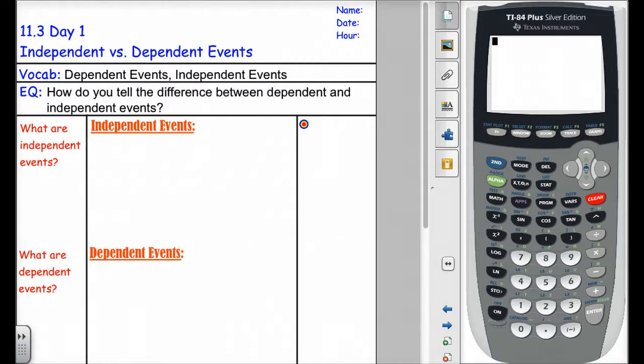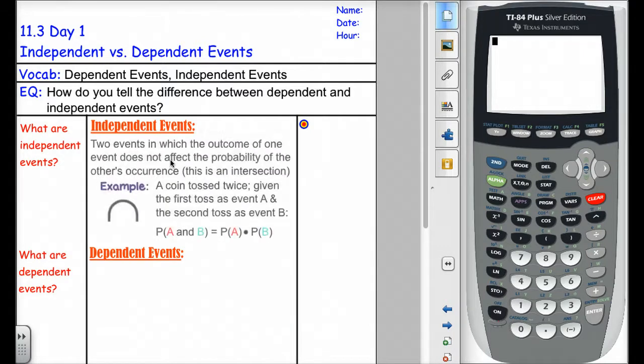Today we are going to take our knowledge of probability from 11.2 and apply it to dependent and independent events. Starting with independent. Independent events are two events in which the outcome of one event does not affect the probability of the other. So for example, flipping a coin and then flipping a coin a second time. Those two events are independent of each other.